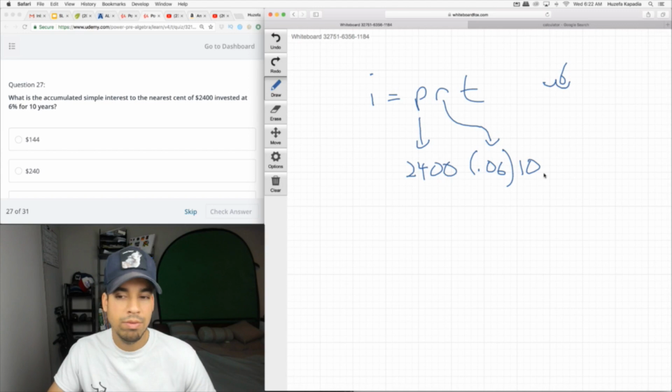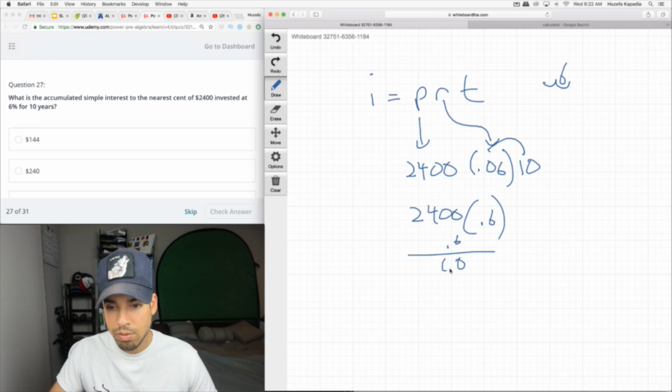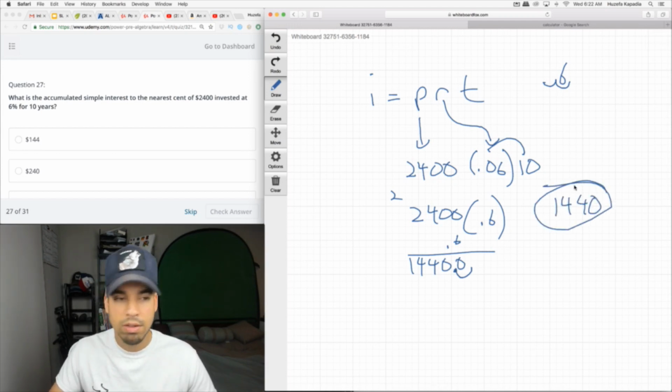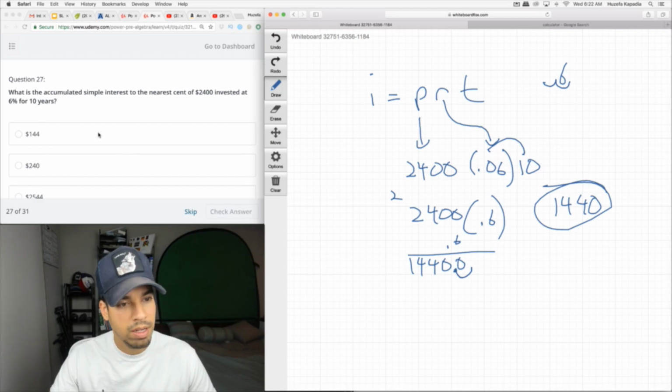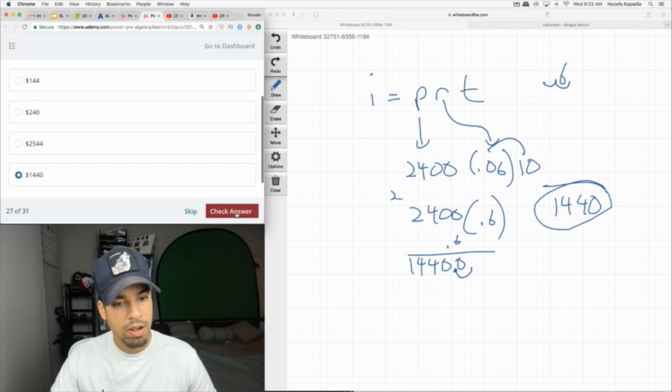And you can do this mentally if you want. It's up to you. But the calculator, you can plug this all in. It's very easy. 10 times 0.06 is 0.6. And then if we wanted to do this multiplication, I'll put it down here. And we got 0, 0, 24, 2, 14. Move the decimal spot over once. And we got 1440. And that's how much money is made. That's the accumulated simple interest. A lot of money to make at 6% for 10 years.